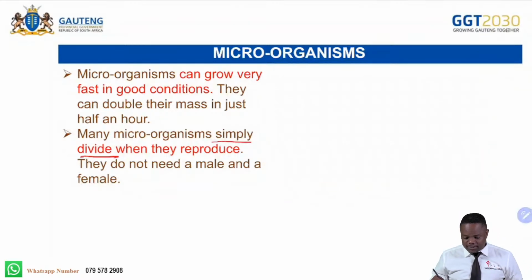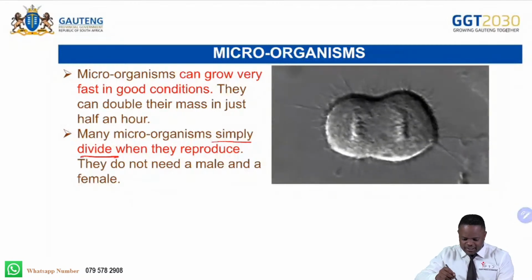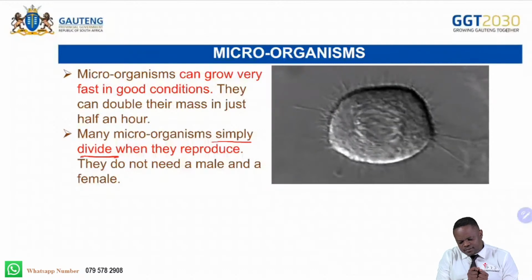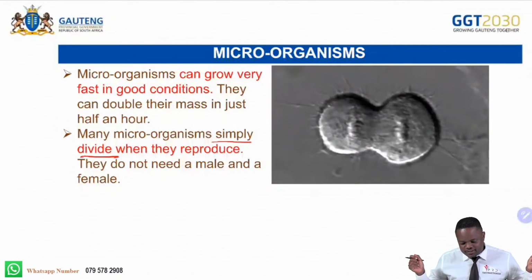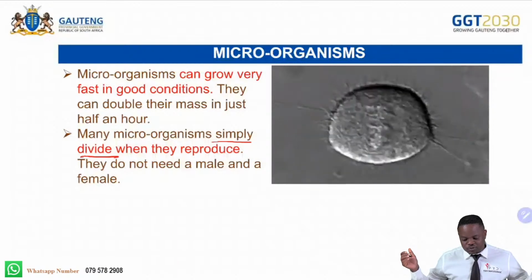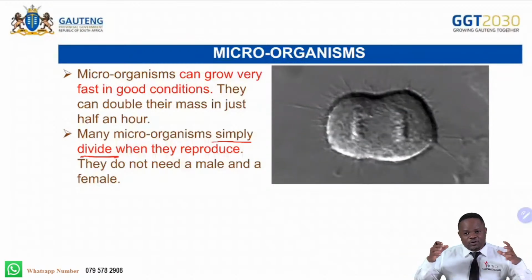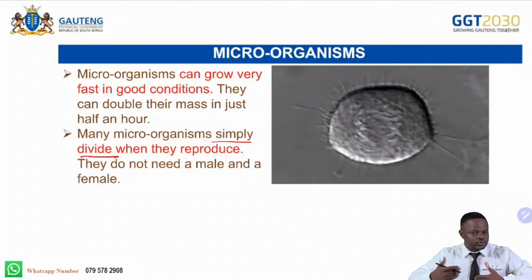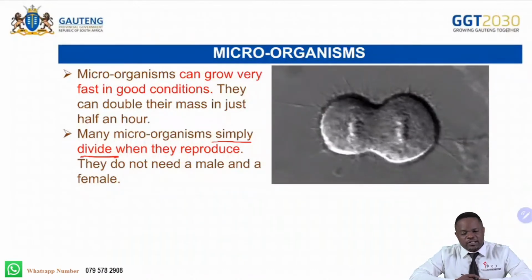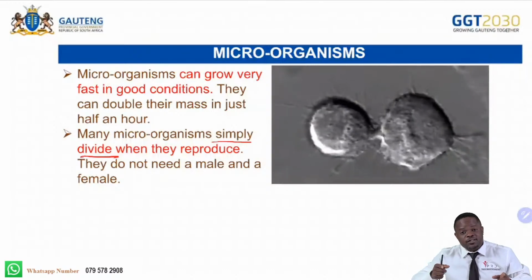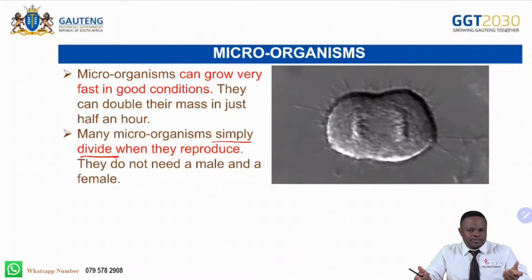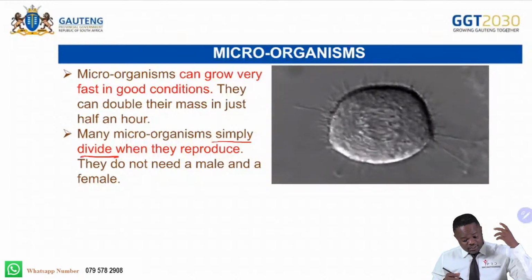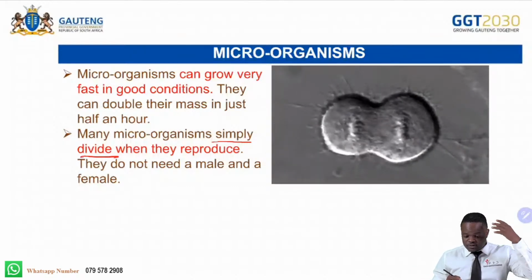Let's look at this image. You can see you have a single microorganism there, and then it divides. Bam! Now you have two microorganisms, and they continue dividing like that, and that is how they reproduce. There is no need for them to have a male and a female so that they can have their offspring. They can just divide. An interesting process. You learn about it in higher grades when you do your life science.